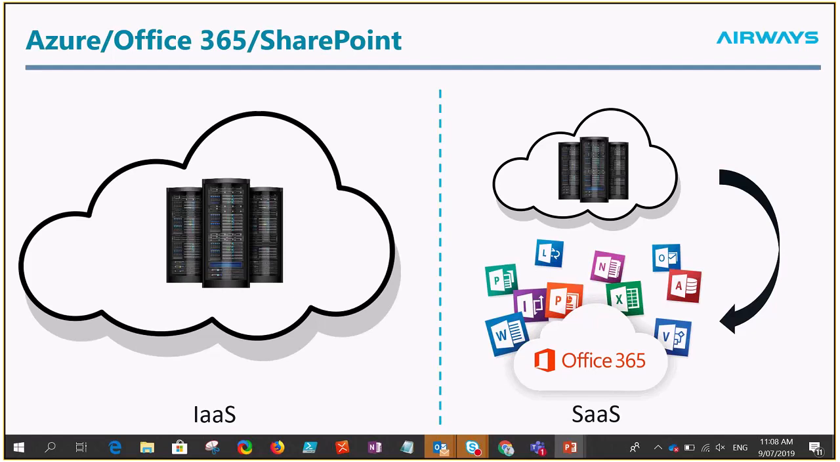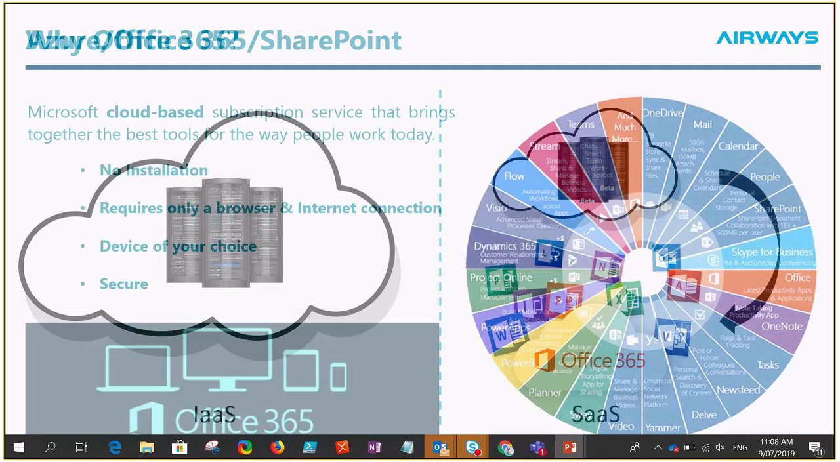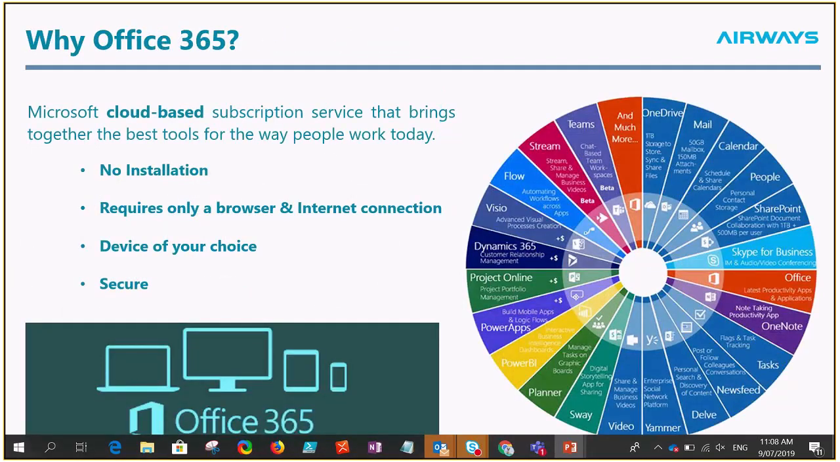And this model of working is called software as a service, where you're paying for a service or software, and you don't have to worry about upgrading the software or installing the software on your machine. You just use it from Office 365. So that wheel that you see on the right actually shows all the Office 365 offerings. So these are the tools and features that Office 365 provides.